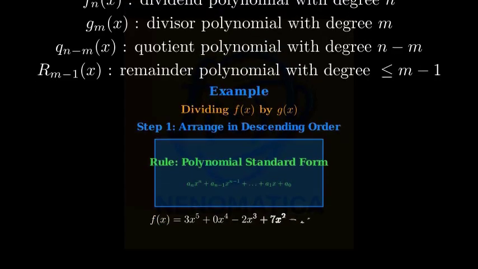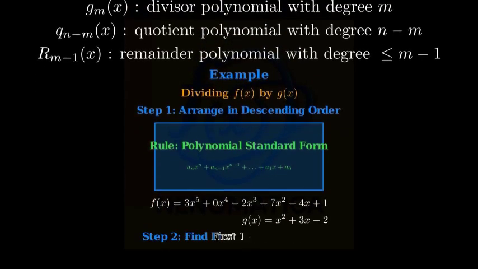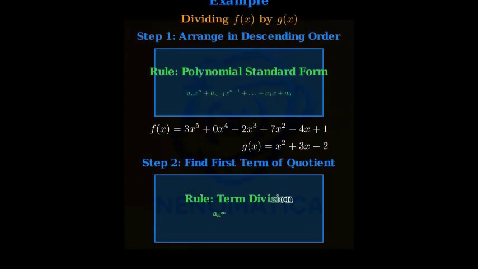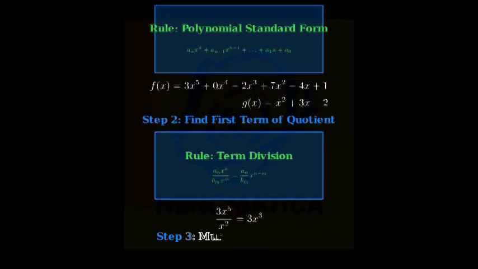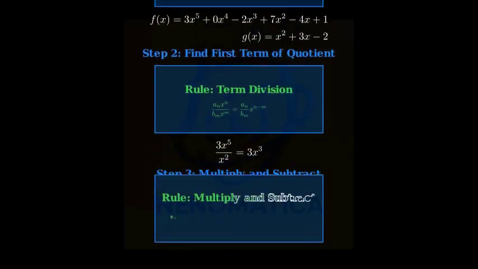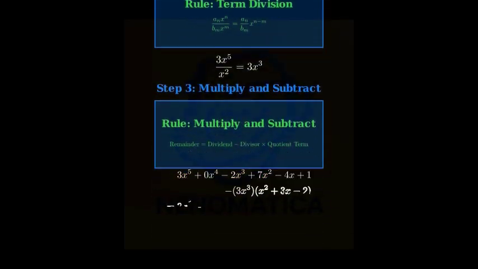Step 2. We divide the first term of the dividend by the first term of the divisor to find the first term of the quotient. Step 3. We multiply the divisor by this first term of the quotient, and then subtract the product from the dividend to find the remainder.